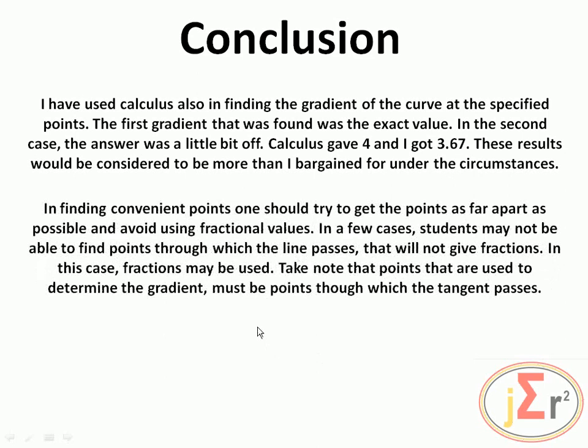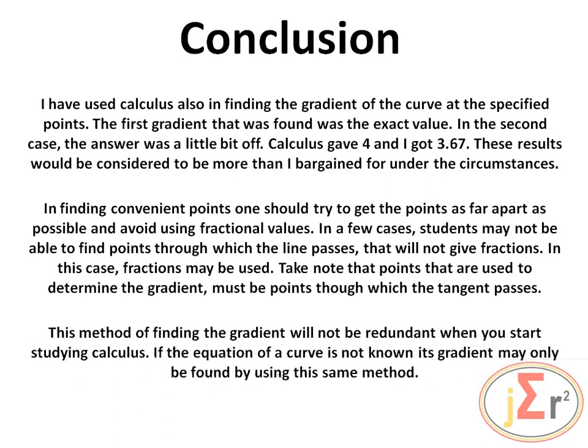In finding convenient points, one should try to get the points as far apart as possible and avoid using fractional values. In a few cases, students may not be able to find points through which a line passes that will not give fractions. In this case, fractions may be used. Take note that the points that are used to determine the gradient must be points through which the tangent passes. This method of finding the gradient will not be redundant when you start studying calculus. If the equation of a curve is not known, its gradient may only be found by using this same method.